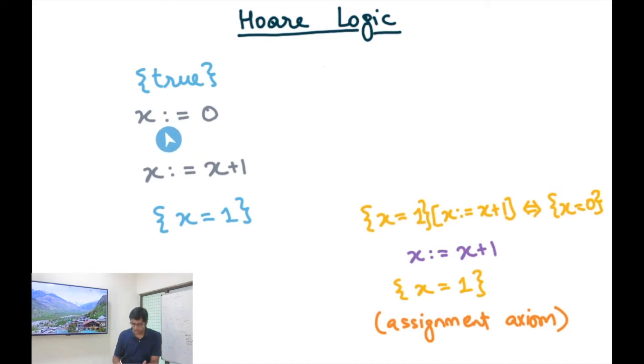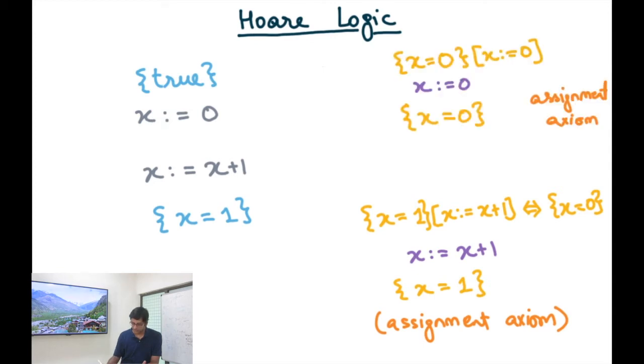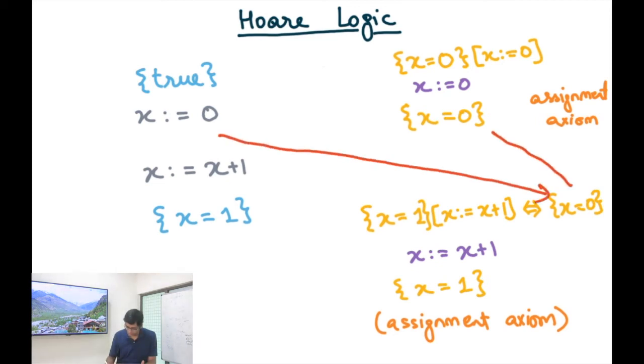Now once I have the precondition of x colon equals x plus 1, I can say, okay, let's say that this was the post condition of the first statement. Then what is the Hoare triple that holds for the first statement? Once again, I'm going to apply the assignment axiom and say, okay, x equals 0 comes here. So that's coming from here. And then I say, okay, x colon equals 0. In this case, this is my P, this is my x colon equals E.